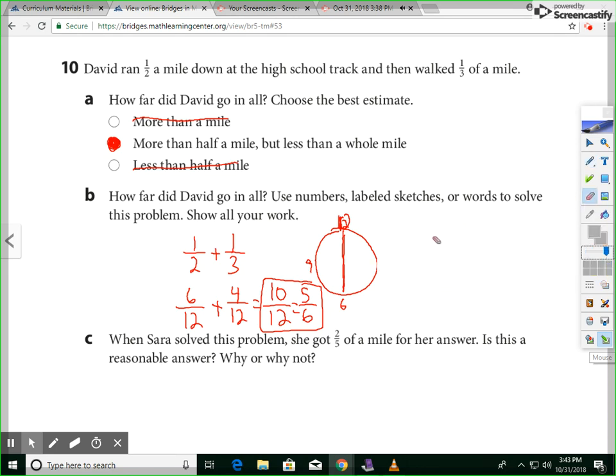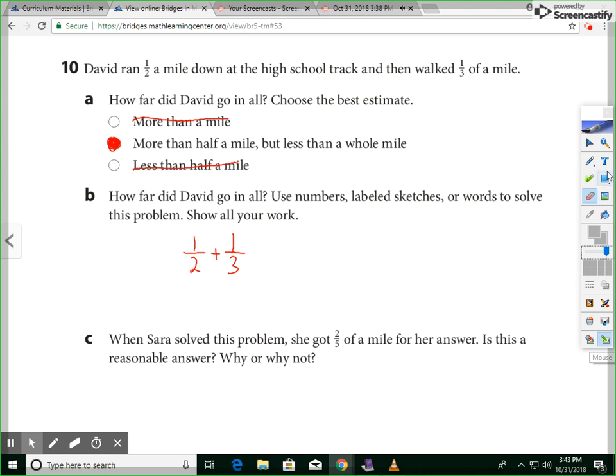Or if you don't like the clock one, you might just know right away, hey, Mr. T, I'm going to just choose 6 for my common denominator. 6 and 6. 1/2 is the same as 3/6. Thirds times 2, times 2. And that's where our 5/6 came from. 5/6. And the last one, when Sarah solved this problem, she got 2/5 of a mile for her answer.